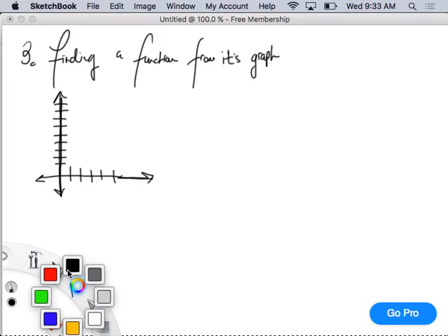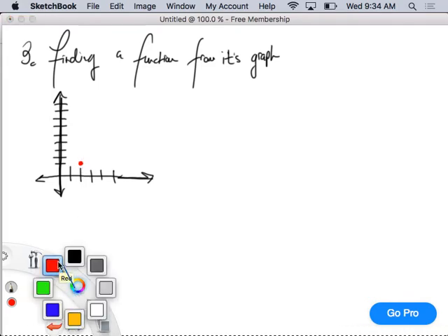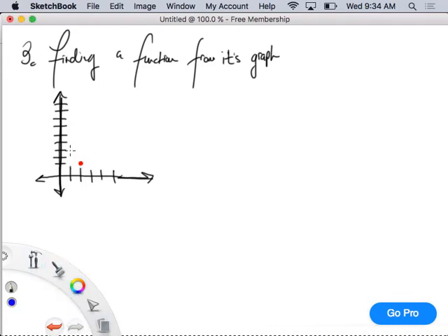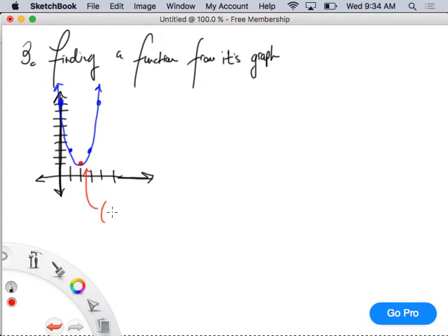Okay, let's say I've got my vertex here at (2, 1), and then I've got this graph. So you're given this graph, and you can tell from the graph that the vertex is at (2, 1). Now, I might not specifically tell you that the vertex is at (2, 1). You might have to just determine that from the graph, okay?